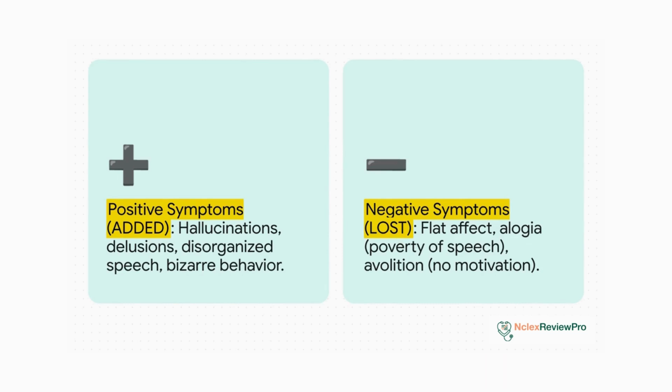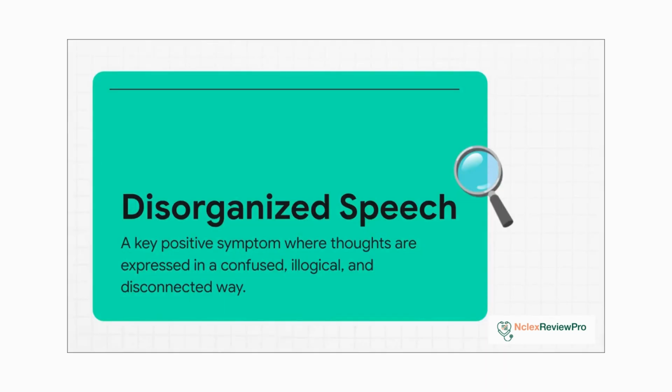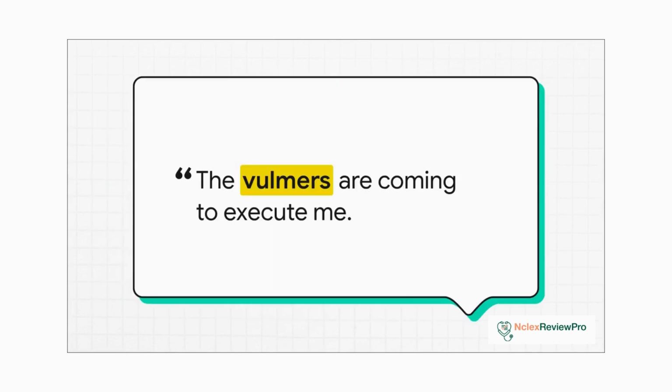Simple as that. One of the most telling positive symptoms is disorganized speech. It's like the wiring in the brain for language gets all crossed, and thoughts just come out in a jumble. The best way to get this is to see it in action. So we're going to do a quick, rapid-fire round of examples. Ready? First up, neologisms. These are just made-up words. They mean something to the person saying them, but to nobody else. Like, "The Vulmers are coming to execute me." What's a Vulmer? We don't know, but to them, it's a very real threat.